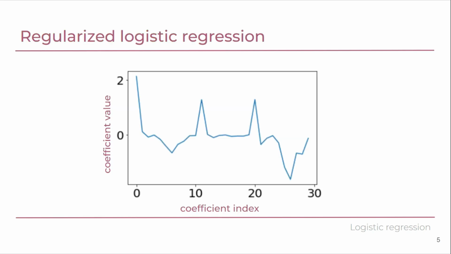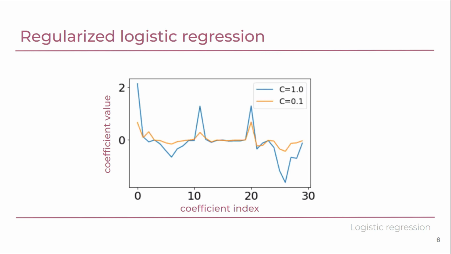The prerequisite course, Supervised Learning with Scikit-learn, mentions that regularization combats overfitting by making the model coefficients smaller. The figure shows the learned coefficients of a logistic regression model with default regularization. In Scikit-learn, the hyperparameter C is the inverse of the regularization strength. In other words, larger C means less regularization and smaller C means more regularization.